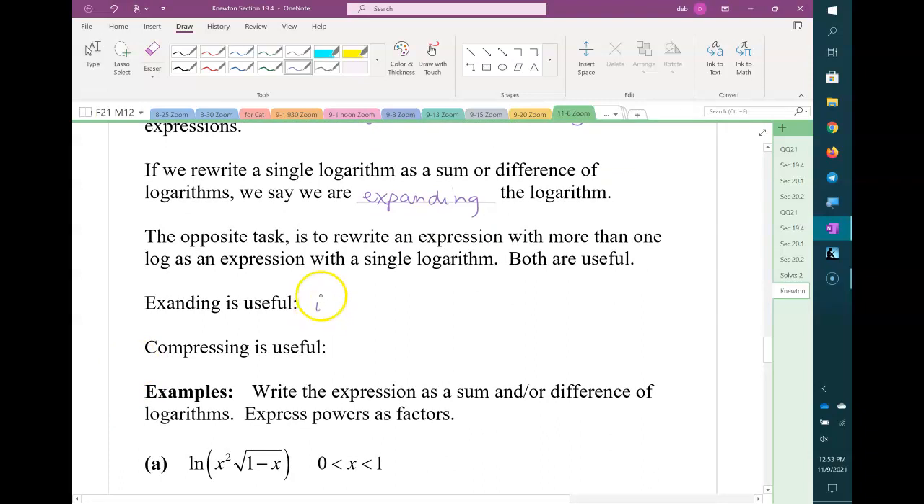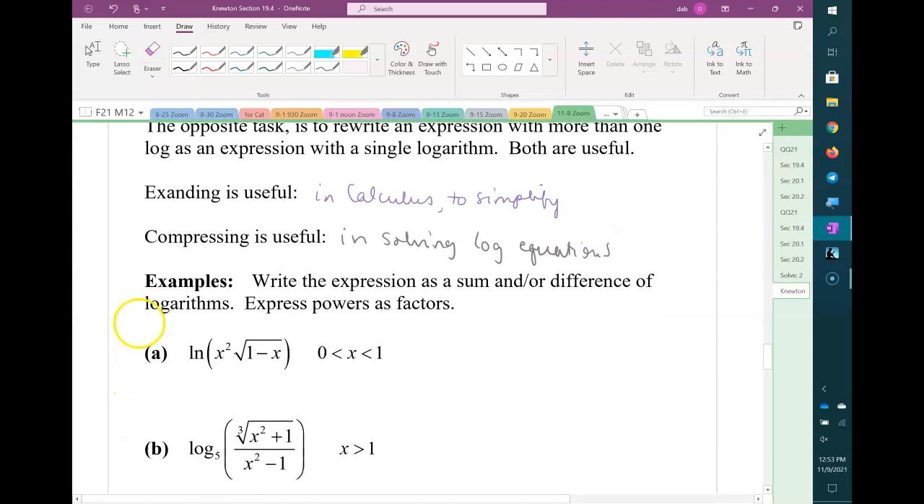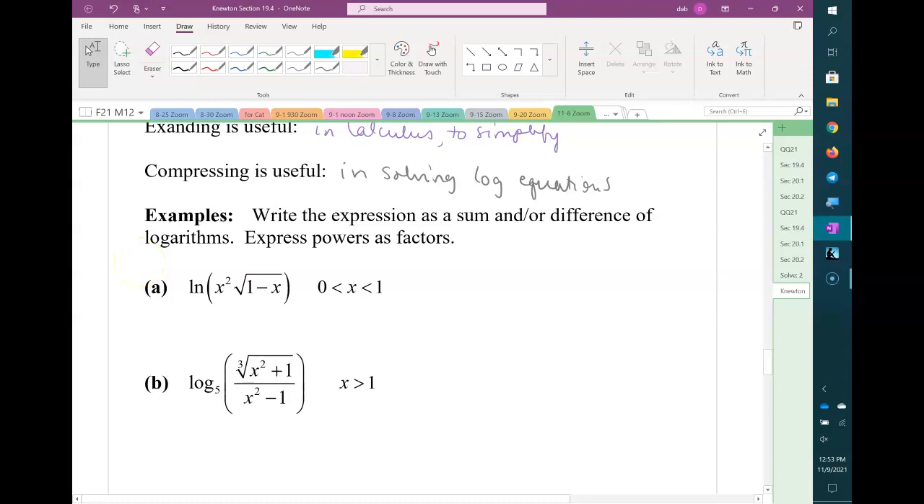Expanding is useful in calculus to simplify, and compression is useful in solving log equations. So here are some practice problems.